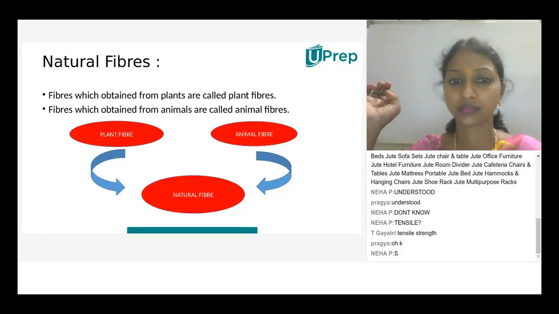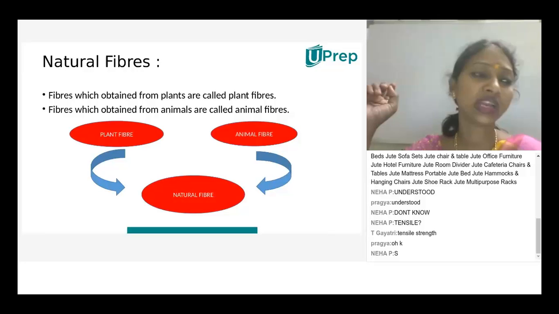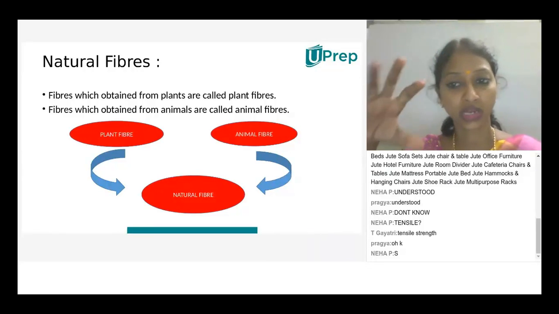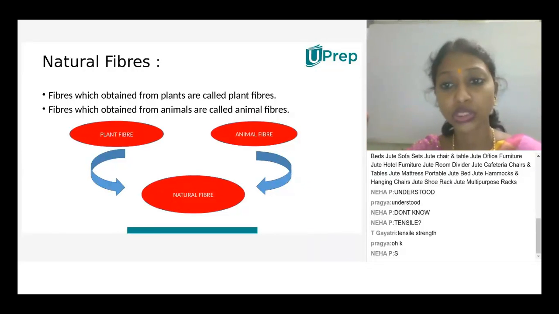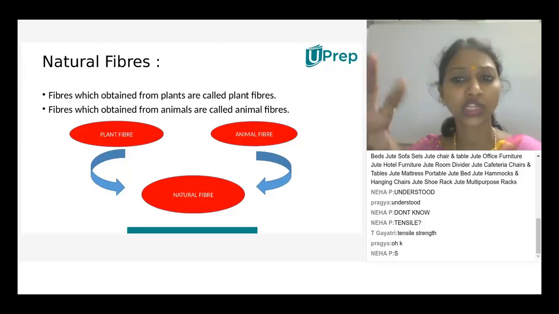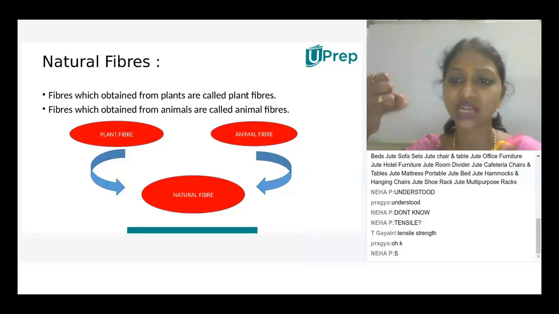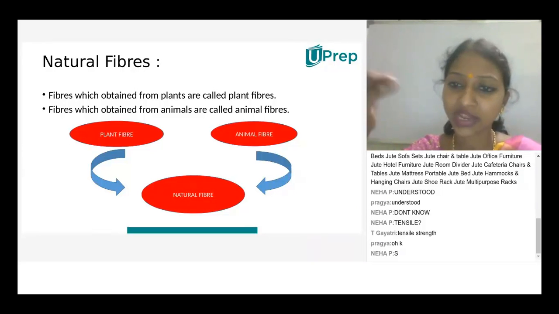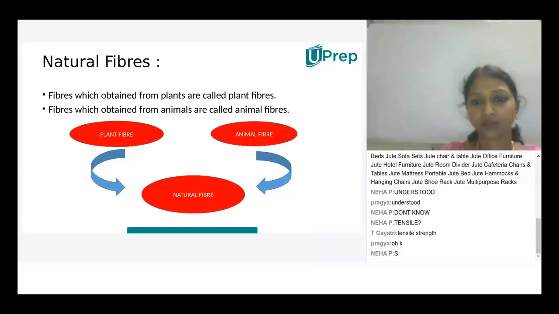Yes or no? When we go with synthetic fibers, many chemicals are used, but they are much more advanced than natural fibers. They are moth-free. Moth-free in the sense that their raw materials are chemicals, so there is no chance of attraction of fungus and other kinds of bacteria. Understood? So there are many more advantages for synthetic fibers.